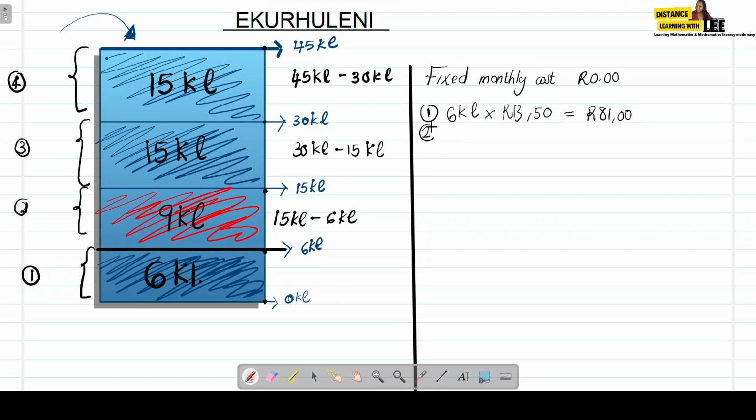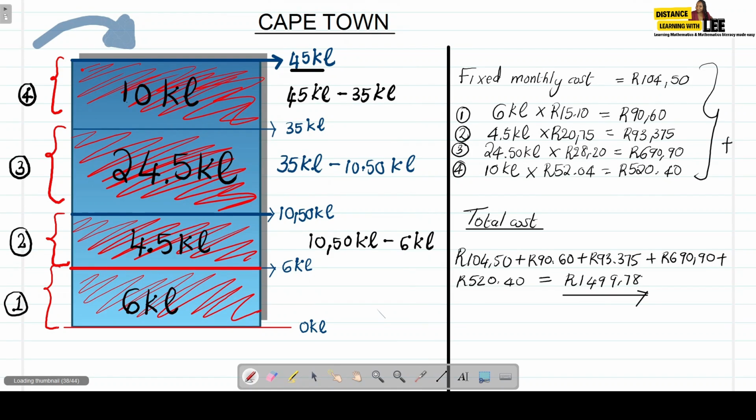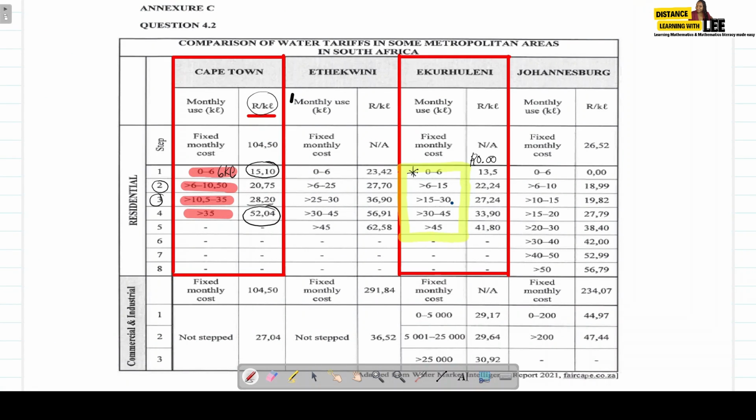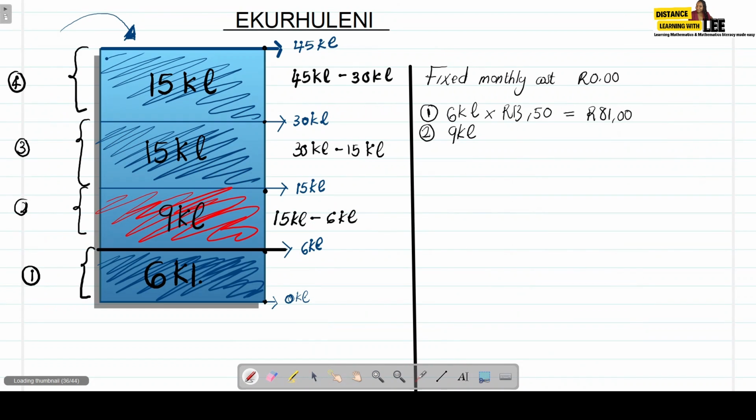In the second region, how much water did he use? He used 9 kiloliters of water. I'm going to take that 9 kiloliters of water, and you have a look. If he uses between 6 to 15 kiloliters of water, he needs to pay 22 rand and 24 cents per kiloliter, right? So you need to multiply this 9 by 22 rand and 24 cents. And when you punch it into your calculator, you'll get 200 rand.